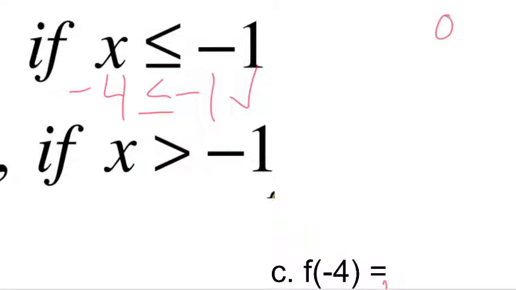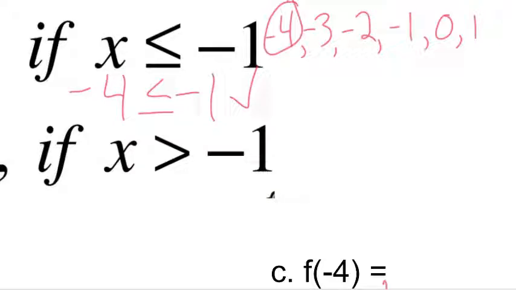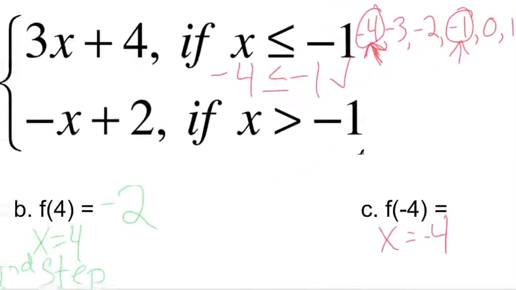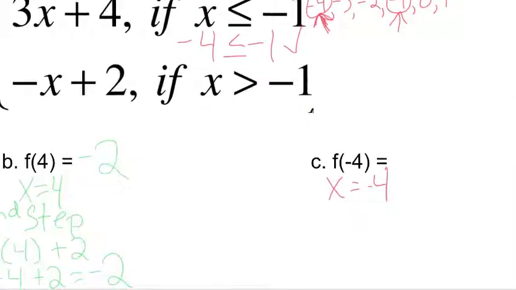So we have 0, 1, -1, -2, -3, -4. -4 is a lot more to the left versus our -1. -4 is less than -1. So our statement is correct. So we are looking in our first step of our piecewise.